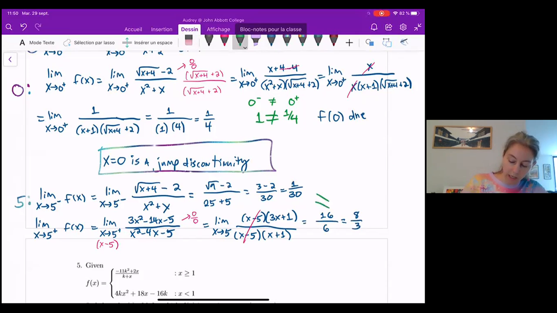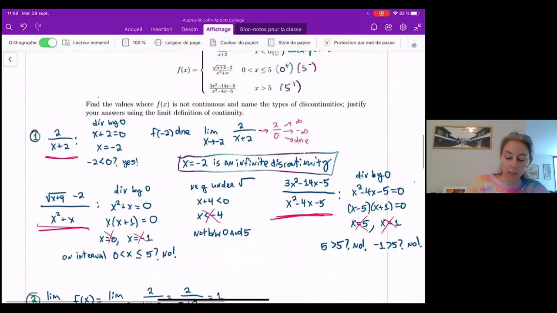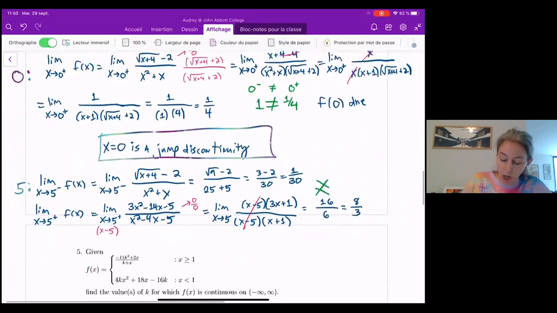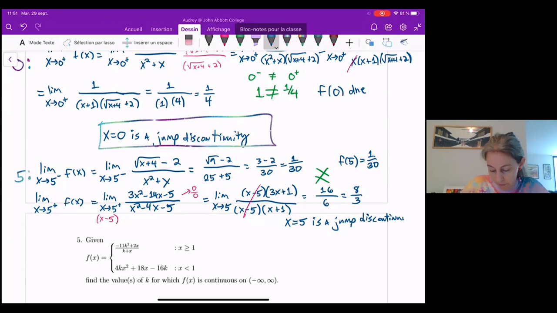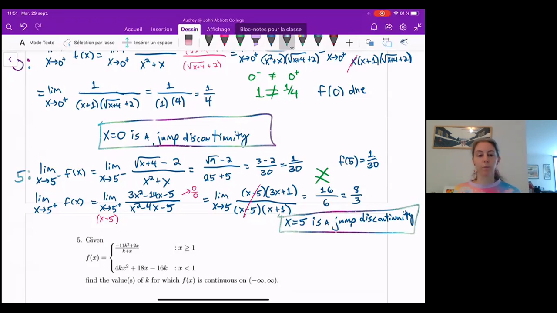And guess what? These things are not equal. F of 5 is defined by the middle function. So f of 5 will equal 1 over 30. Again, that's not really important here because we can see the left and right are not the same. So x equals 5 is a jump discontinuity. And that is my final answer for this question.